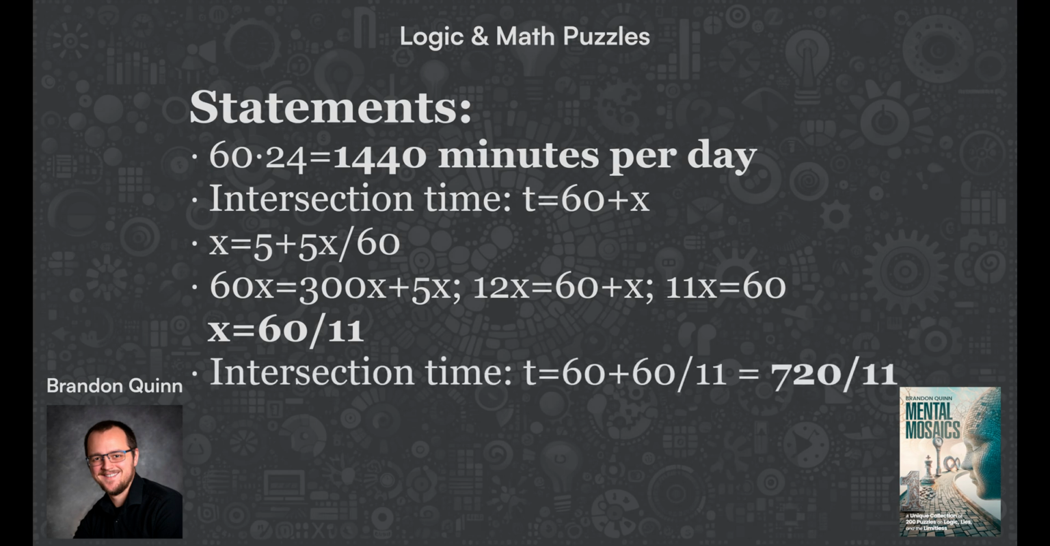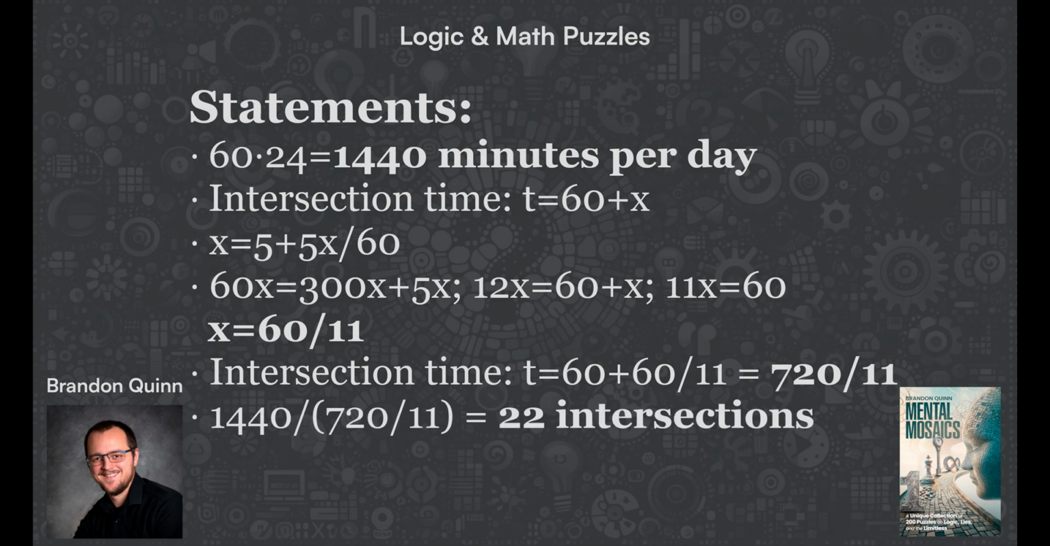From there, we can calculate the total intersection time by adding that back into 60. So t is equal to 60 plus x, which means t is equal to 60 plus 60 divided by 11, which means t is equal to 720 divided by 11, or roughly an hour and 5.5 minutes. Lastly, we can divide that intersection time into 1440, the total number of minutes in a day, at which point we see that we got 22 intersections. So through two separate approaches, we were able to arrive at the correct answer of 22.